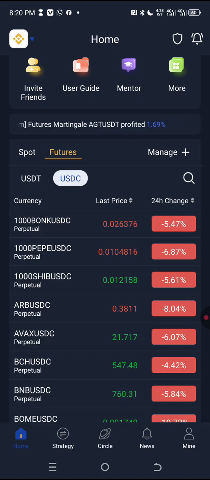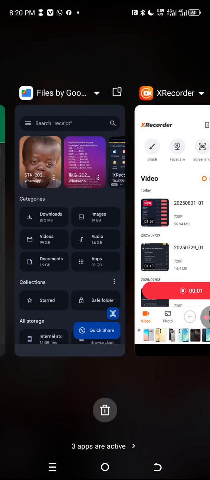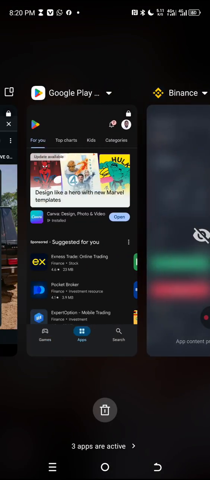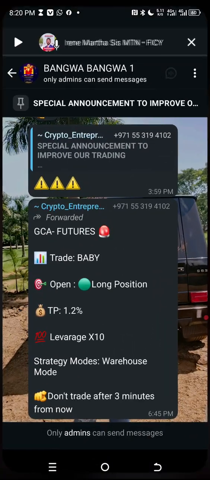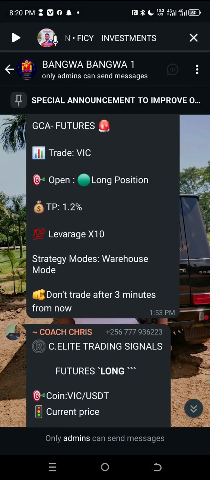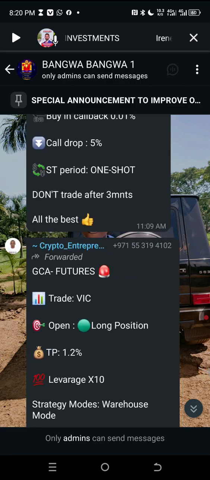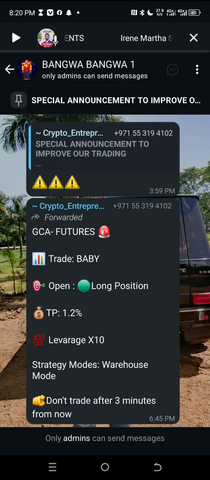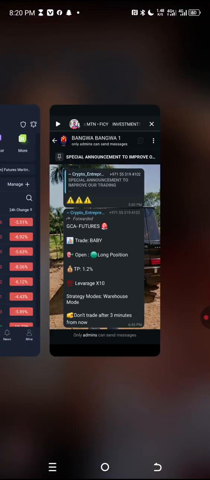For one to enter a signal early and on time, especially the futures signal that we are looking at today, number one, you have to make sure that you set notifications. If possible, pin that group where you get the signals. For example, here in Crypto Ambassadors, I get my signals on the Bangwa group. It is pinned, so that every time a signal is sent, you get it just on time. Pin it, because this is about money making. So pin that group. That's number one.